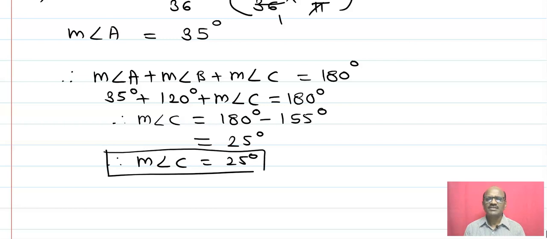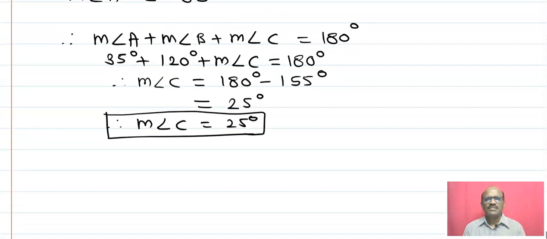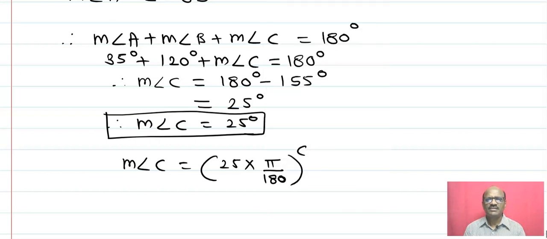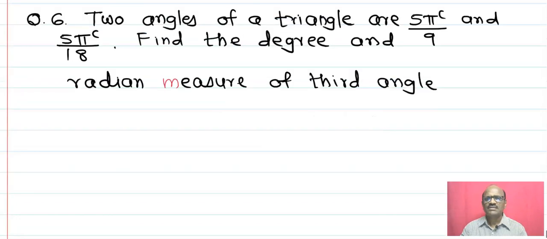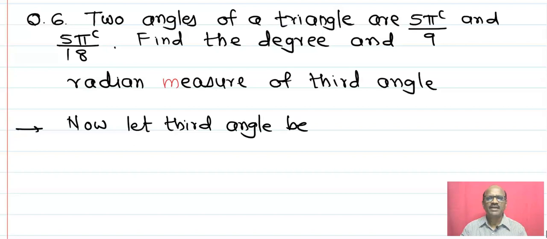Now convert this again in the radian. This is the objective. That is measure of angle C is equals to, in radian, that is 25 into pi upon 180 radian, and normal multiplication is there, that is 5 pi by 36 radian. Now next is measure of angle C is equals to 5 pi by 36 radian. Two angles of the triangles are given in this fashion, that is they are in radian, that is 5 pi by 9 radian and 5 pi by 18 radian.